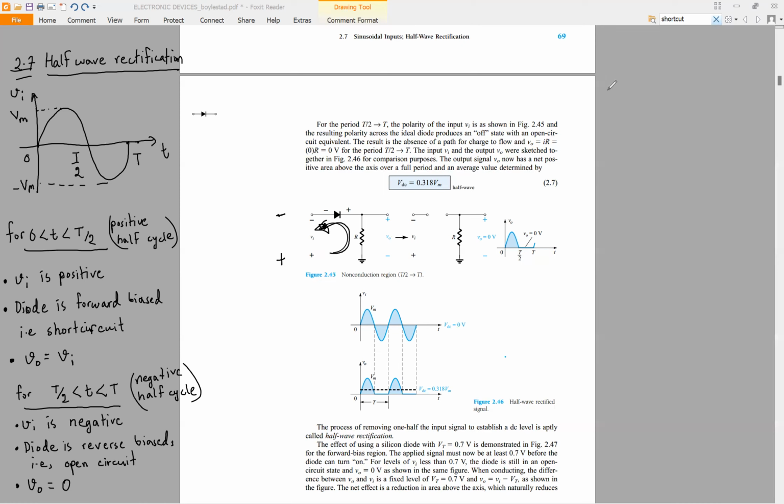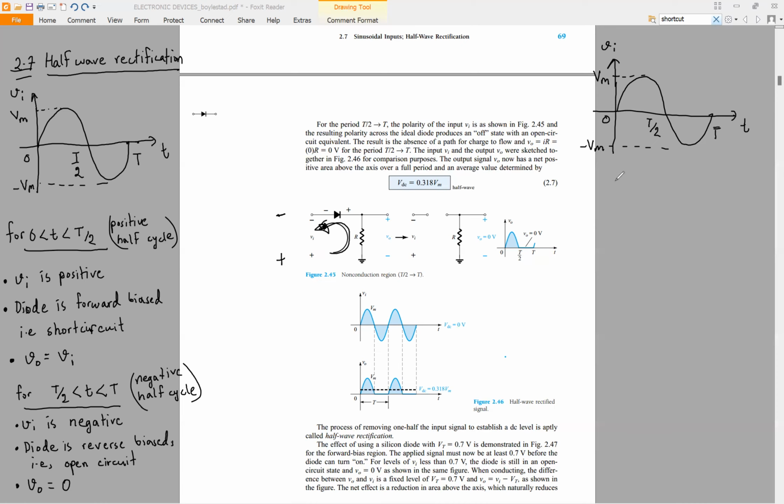Now we can draw the total output. So let's draw the input again first. So this is our input curve. This is Vi, and this is capital T, and this is Vm, the maximum voltage Vm, and this is minus Vm. And this is t equal to 0, t equal to T by 2, and t equal to capital T.